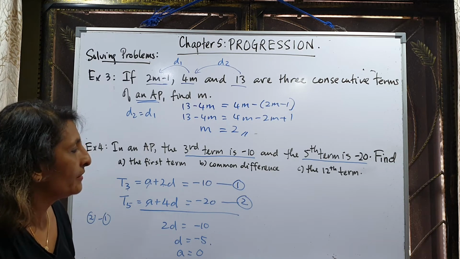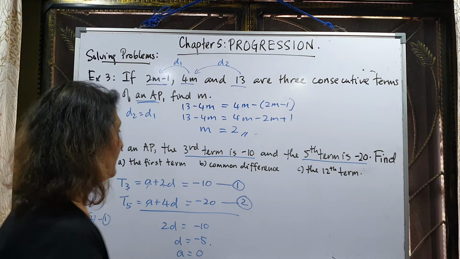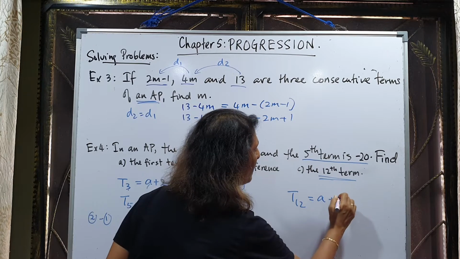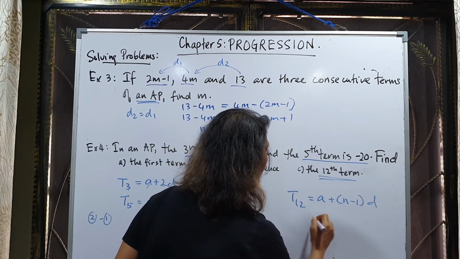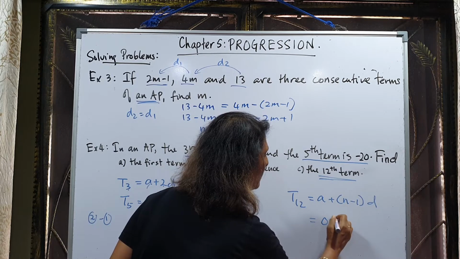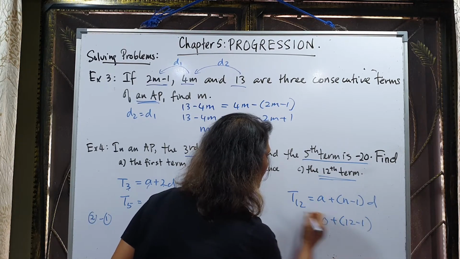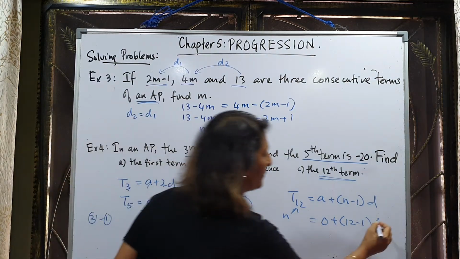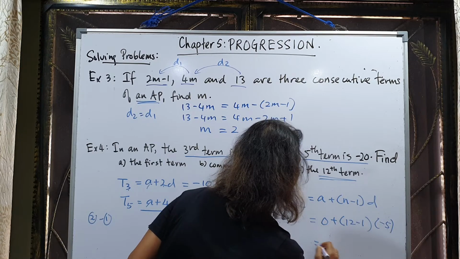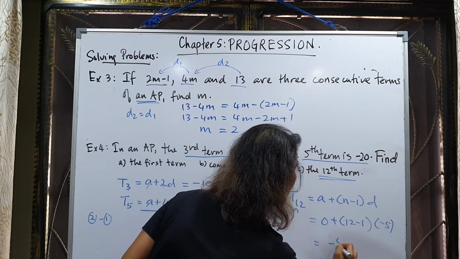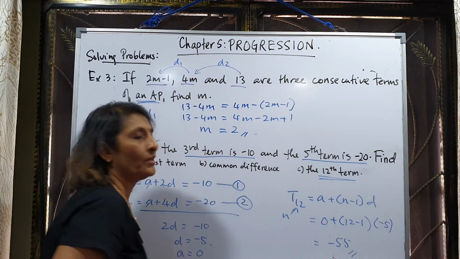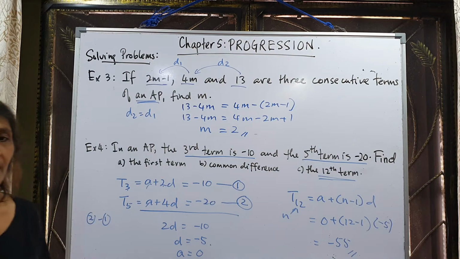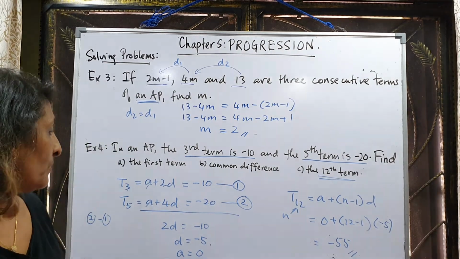Now we want to find the 12th term, this one, it means T12. You use the same formula and you sub in the value. a is 0, n is 12, minus 1, this is your n, and your d was minus 5. So you got minus 11 times minus 5, which is minus 55. This is going to be your 12th term. Alright, so this is how you do this type of questions. Use the information given to solve the problems.